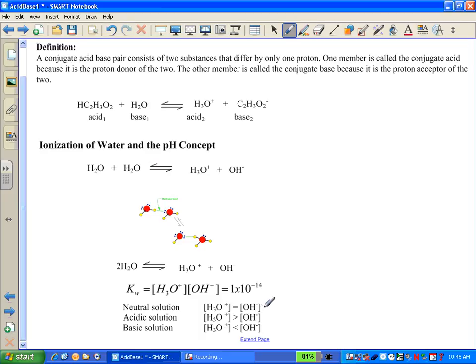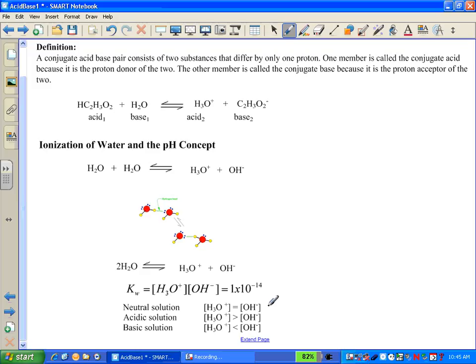When we look at a solution, it's important to identify whether it's a neutral, acidic, or basic solution. And it's neutral, as you know, if the amount of hydrogen ions is equal to the amount of hydroxide ions. In an acidic solution, the amount of hydrogen ions in the solution is greater than the hydroxide. And in a basic solution, the hydroxide ions are in a higher concentration.